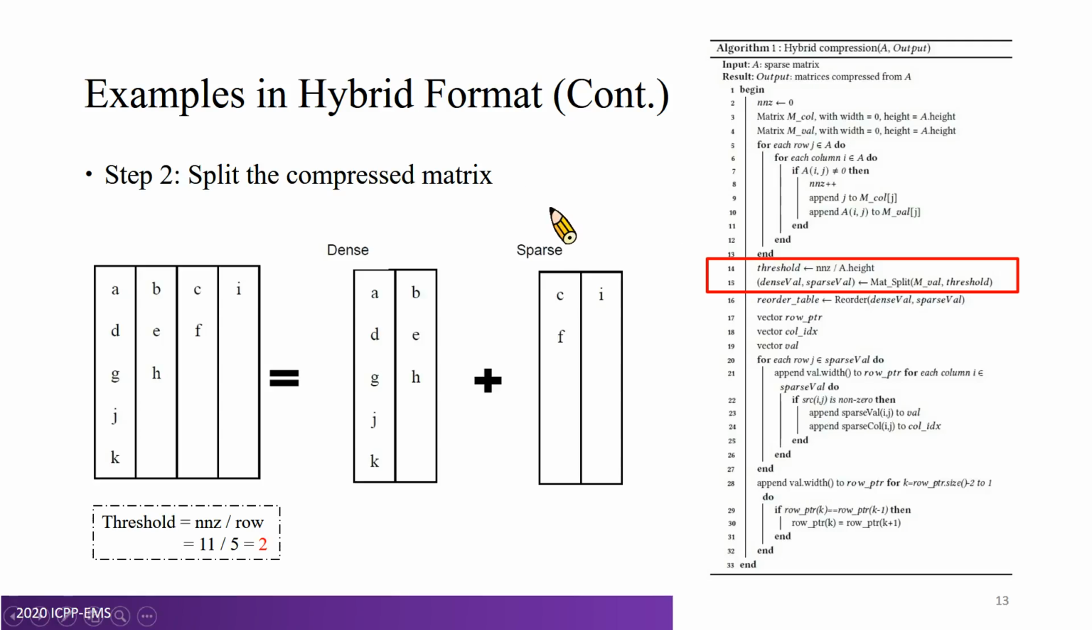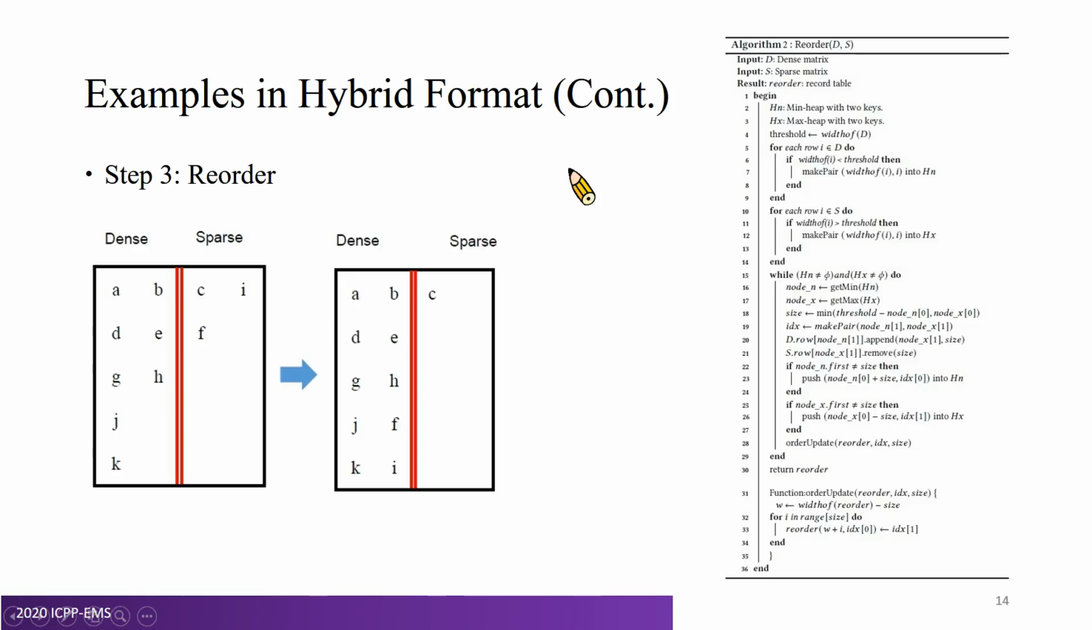During the compression, we denote threshold as the number of non-zero elements divided by the row size of the matrix. Depending on the threshold, the algorithm divides a matrix into two submatrices. One is denser and another is sparser. This slide illustrates the overview of our reorder algorithm.